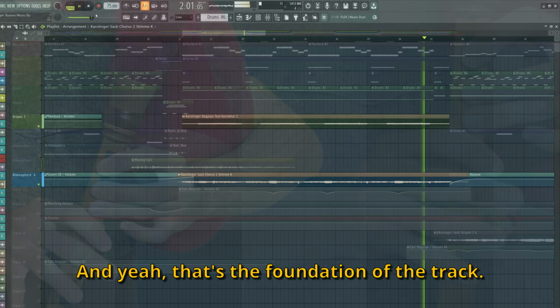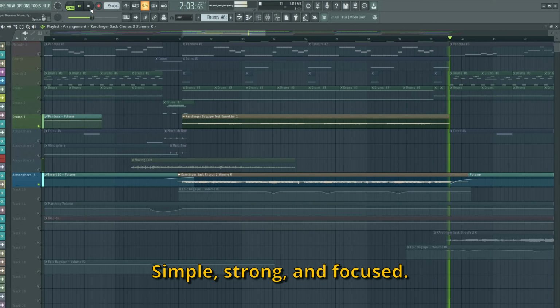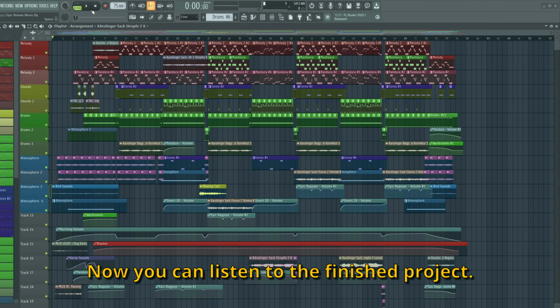And yeah, that's the foundation of the track. Simple, strong and focused. Now you can listen to the finished project.